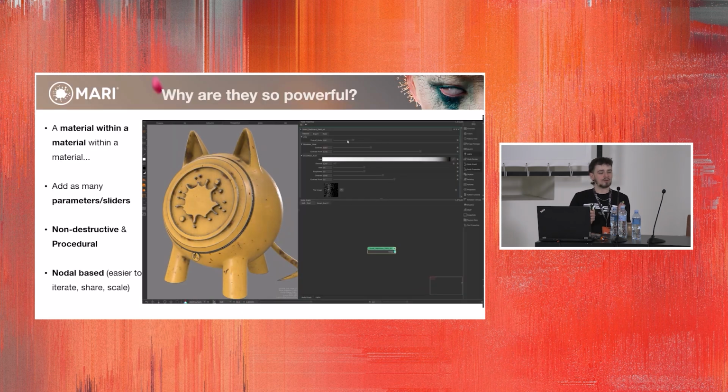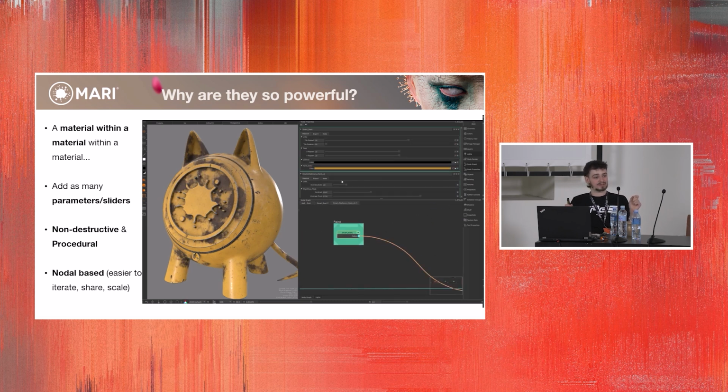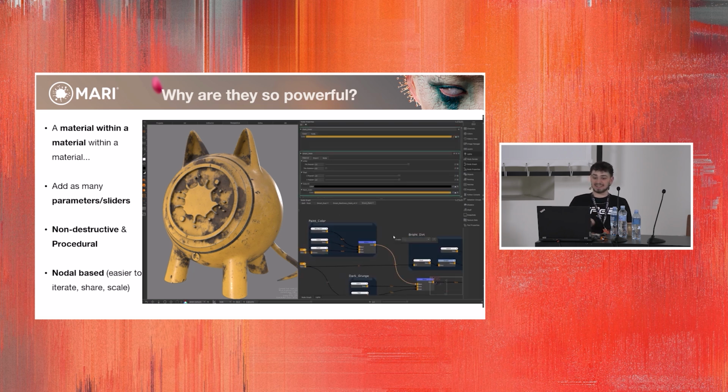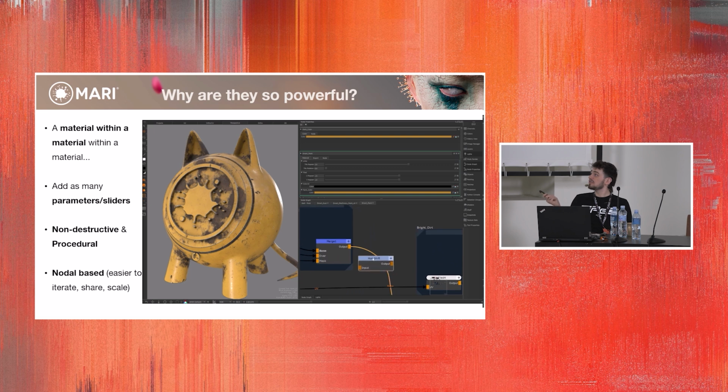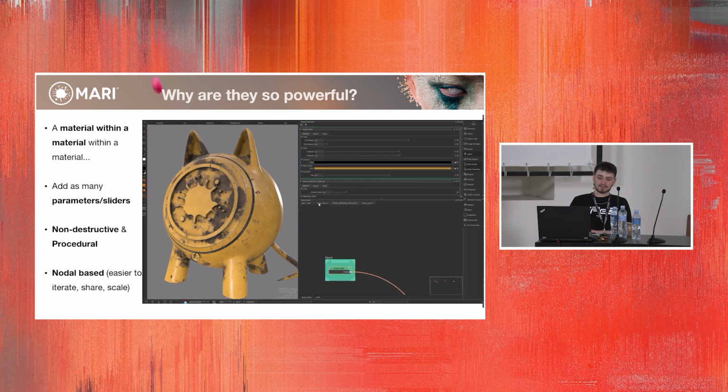Okay, so now why are smart materials so freaking powerful in Mari? As I said before, you can have a material within a material within a material, and that material can have its own smart masks, like a smart mask in a smart mask in a smart mask. So it's extremely scalable in Mari because you can handle really heavy files. And you can add as many parameters and sliders as you want. All these smart materials are openable, so you can open them up, tweak them, add sliders where you need them, and do whatever you want. And it's all nodal based, which means it's easier to iterate, share, and scale.